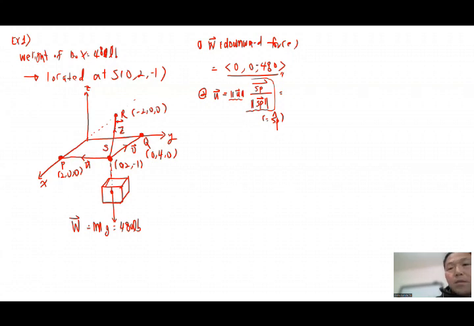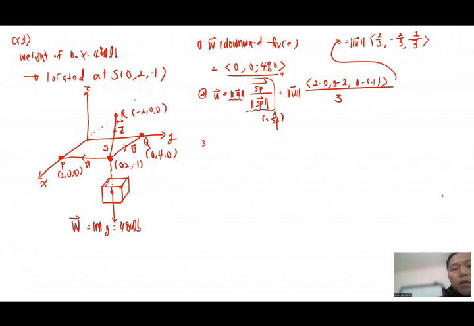That's pretty straightforward because we know the terminal points of those two vectors. So that is (2 minus 0, 0 minus 2, 0 minus -1) divided by the magnitude of vector SP, which is 3. So vector U is the force magnitude times (2/3, -2/3, 1/3).